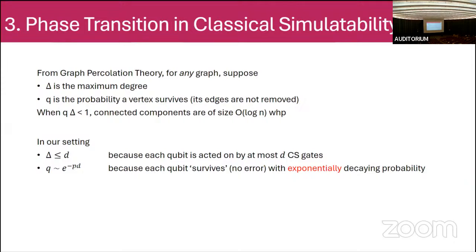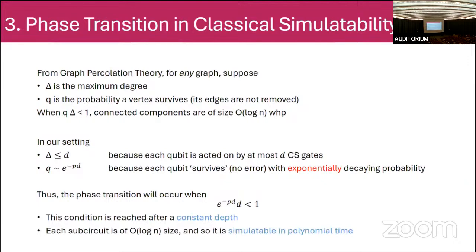There's a certain probability it survives the first layer, then it survives the first and the second layer, and the probability it survives D layers is exponentially decaying in D. So the phase transition occurs when e^(-pD) times D is less than 1. So you have an exponential decay caused by the noise and this linear growth in entanglement, which characterizes the entanglement. And when this is less than 1, you see percolation. This will happen at a constant depth.